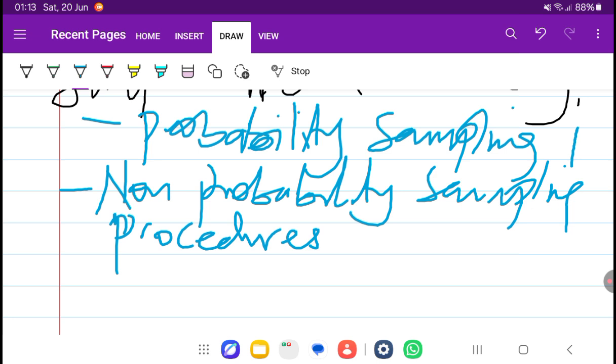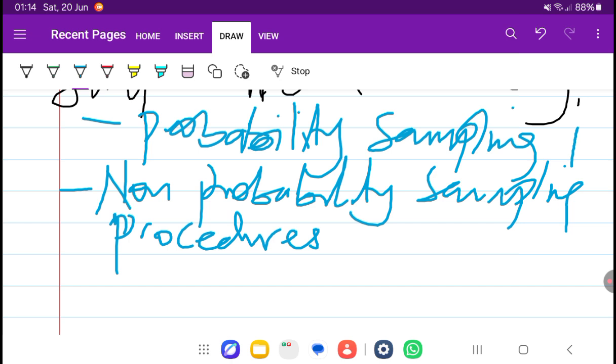So those are the two ways. In other words, those are the categories. We are going to have a category that is based on probability, meaning we are basing on chances. Then we also look at another aspect, how we can choose the sample from the population with what we call the non-probability sampling procedures.